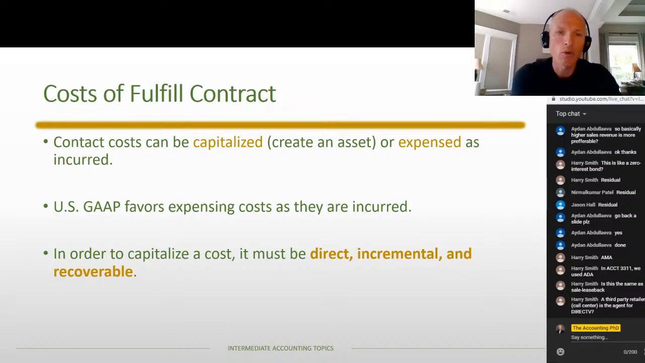One example I always think about is when you have, let's say, a fleet of trucks, and I'm wondering, okay, I have costs to maintain those trucks. Well, can I capitalize those, in other words, create an asset and then depreciate it, or should I expense it as it's incurred? And again, if it's direct, incremental, and recoverable, then you need to capitalize it.